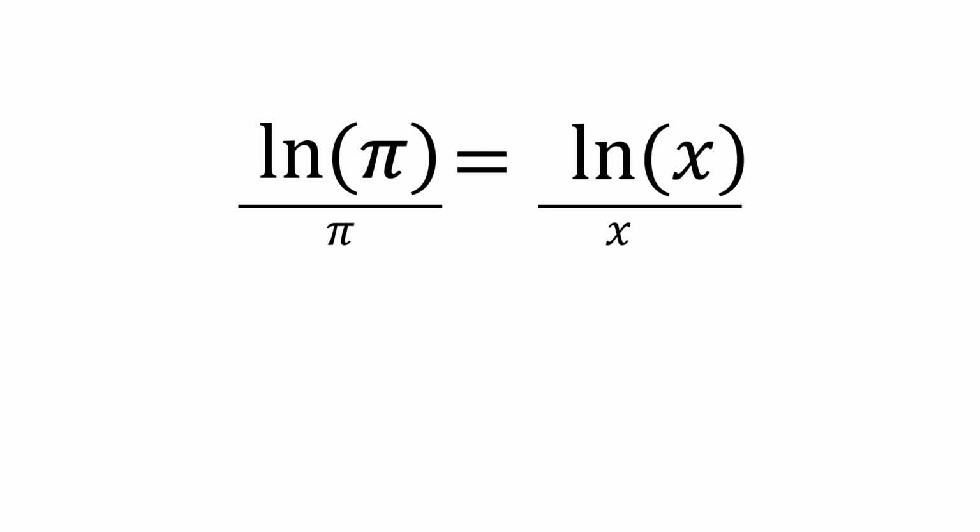What's left is this clean little balance. ln of pi over pi equals ln of x over x. Simple, quiet, almost calming.